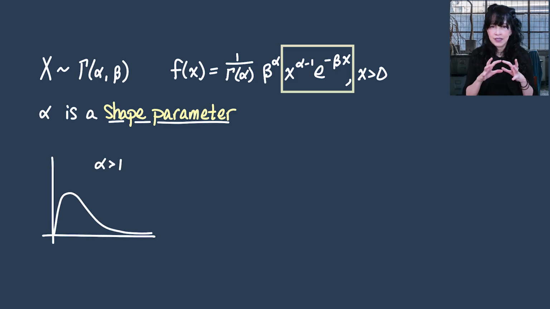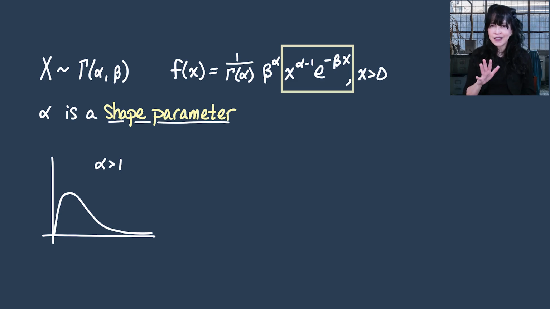And this lump can be higher and lower and flattened out and mushed out more towards infinity, but this is the general shape when alpha is greater than 1. When alpha is equal to 1, then x to the alpha minus 1 disappears. We just have e to the minus beta x, and that is an exponential distribution.